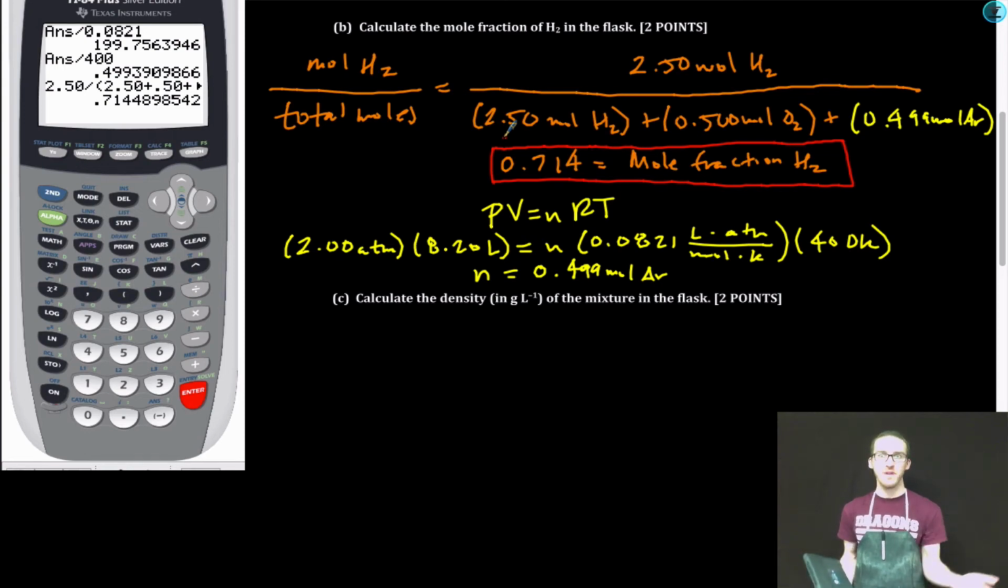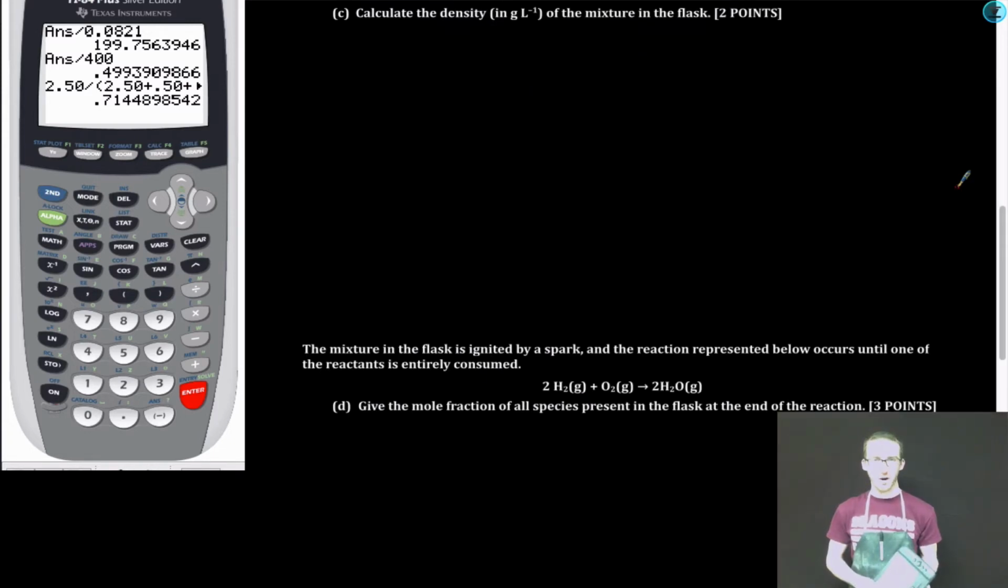And think about it, we've got 2.5 moles of hydrogen compared to 0.5 moles of oxygen and roughly 0.5 moles of argon. So it's mostly hydrogen. Makes sense. Math, fractions, the good old days of elementary school. Just cranking it up a notch. Which brings us to part C.